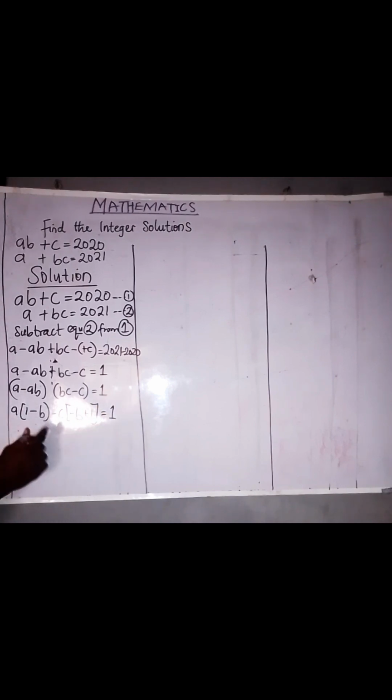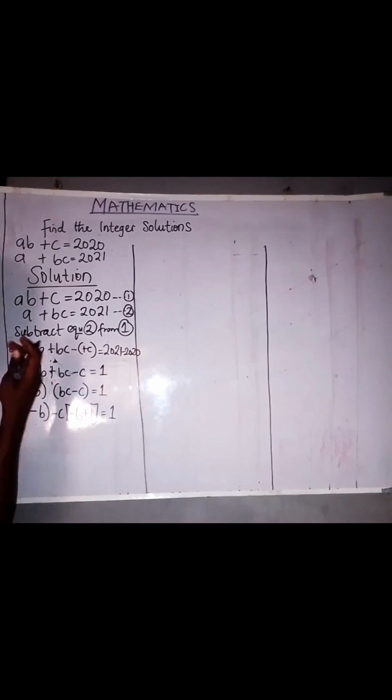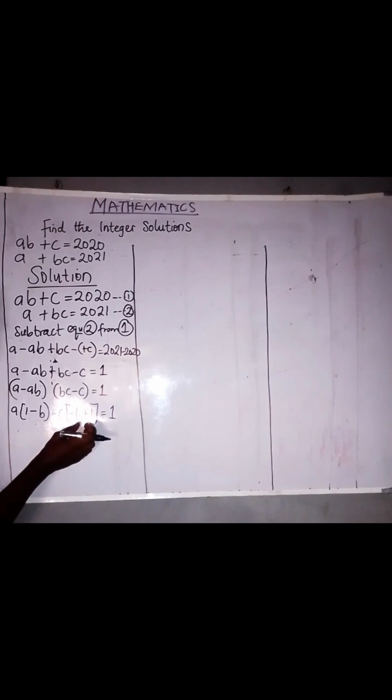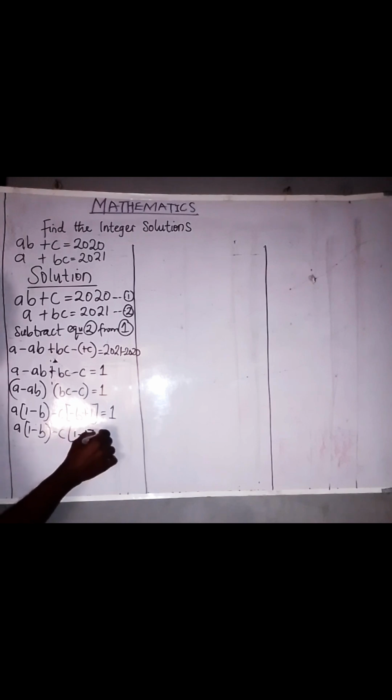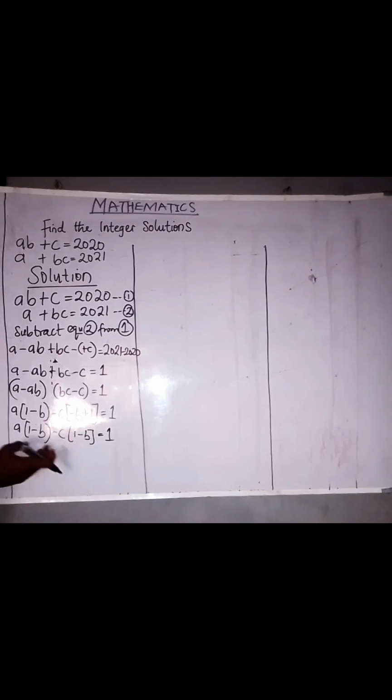The two brackets I have are 1 minus b, and minus b plus 1. For me to actually do this, I have to rearrange it, because b here is minus and b here is also minus, and 1 here is a positive sign and here is also a positive sign. So I rearrange: a times 1 minus b, then minus c times 1 minus b. I just want to rearrange my equation. So the two brackets are the same. I'll pick a minus c in the first bracket, then 1 minus b in the second bracket.